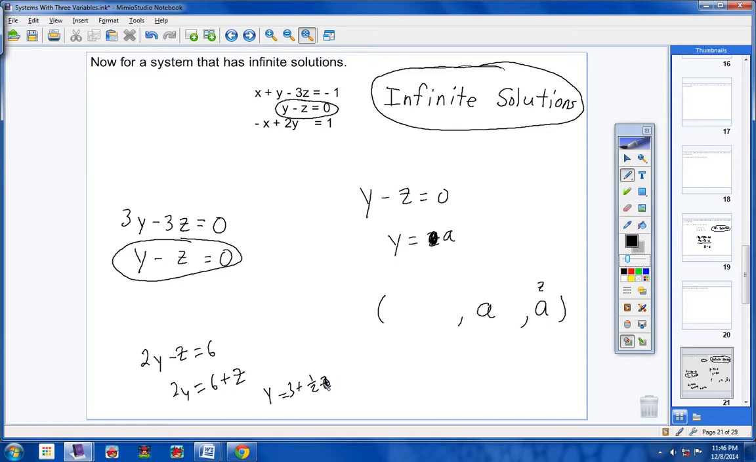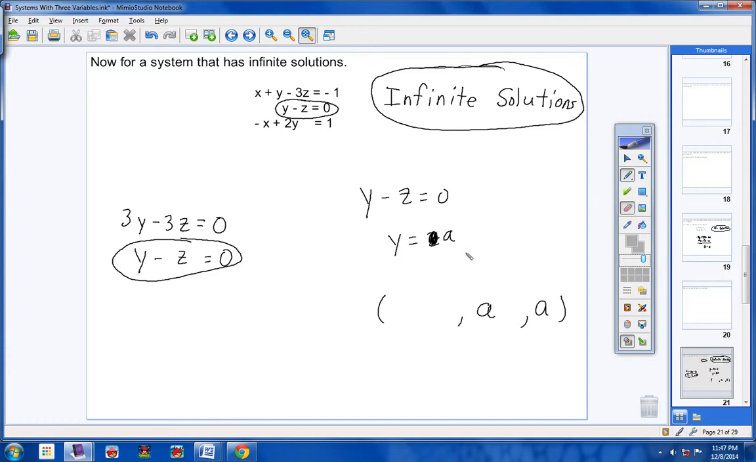And then for z right here, what letter do you put? A. So what does y equal? Well, y would equal 1/2 a plus 3, or 3 plus 1/2 a. So that's what you would put here for y. So it's not always going to be a here and a here. Not always. In this case it was, but it's not always going to be like that. Okay, so we know what z is. We're going to call it a. We know what y is.